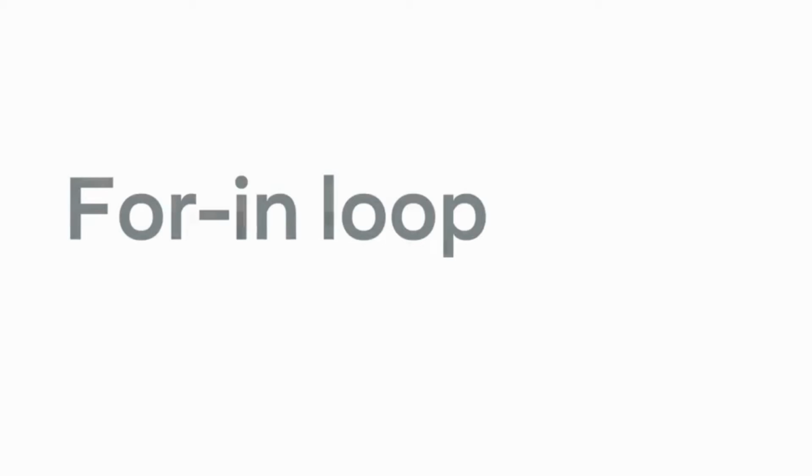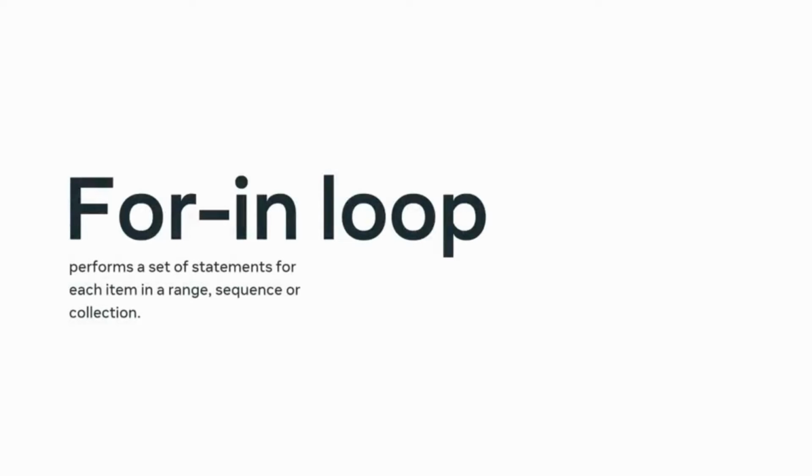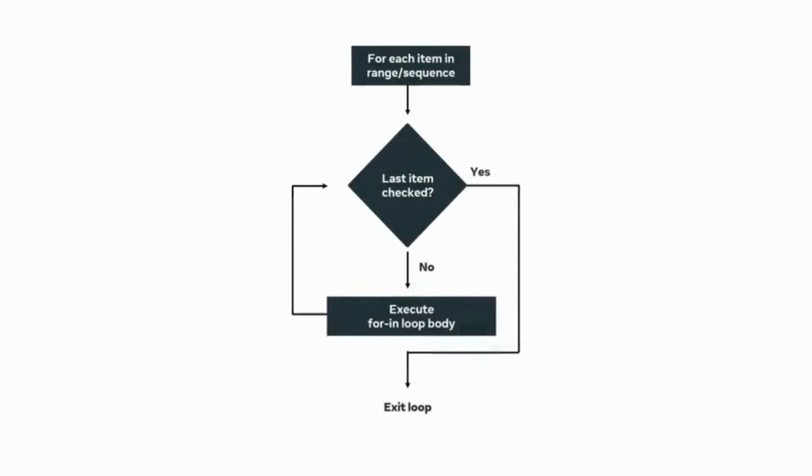Okay, so you've learned that a for-in loop is used when you need to loop a definite number of times, when you know upfront exactly how many times something needs to repeat. The for-in loop performs a set of statements for each item in a range, sequence, or collection. So, for each item in a range, the for-in loop body is executed. Once the last item is checked, the loop will terminate. Don't worry if you've not heard about collections yet. You will learn more about them later. For now, let's explore the structure of the for-in loop.